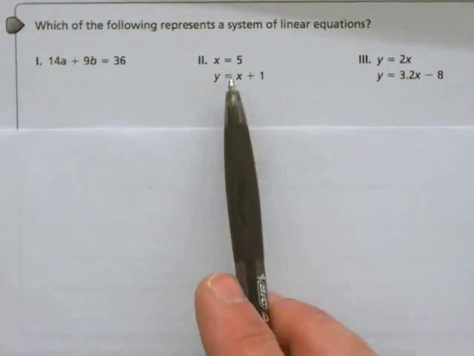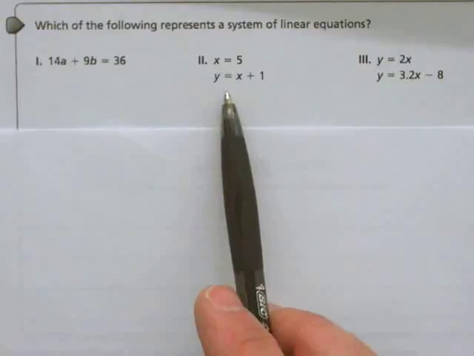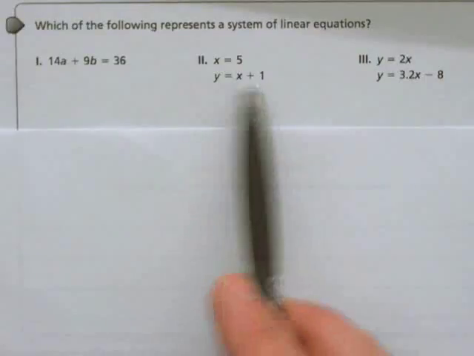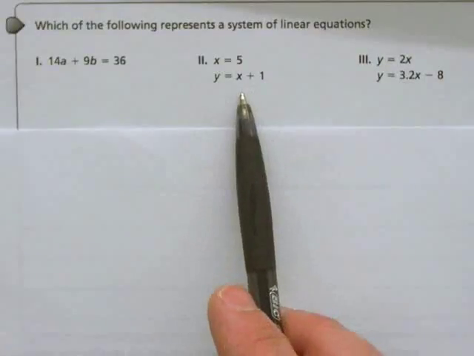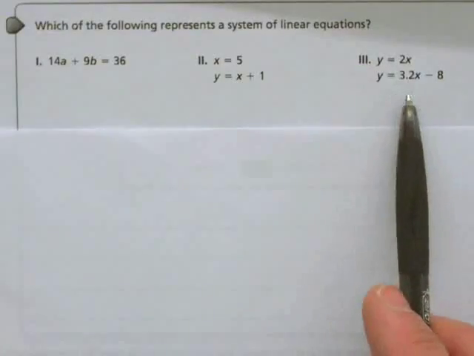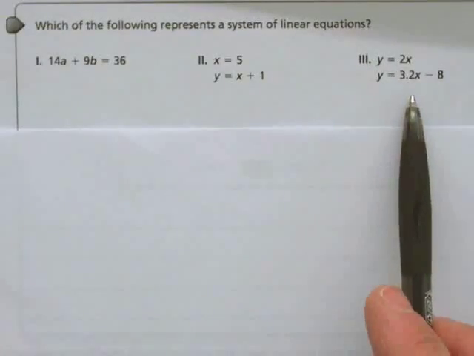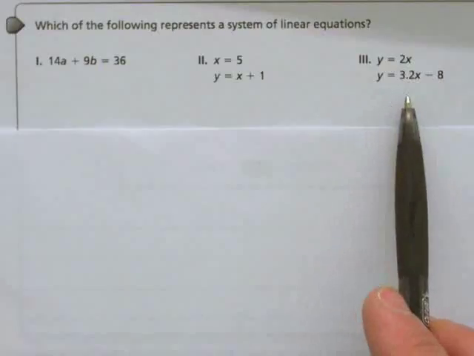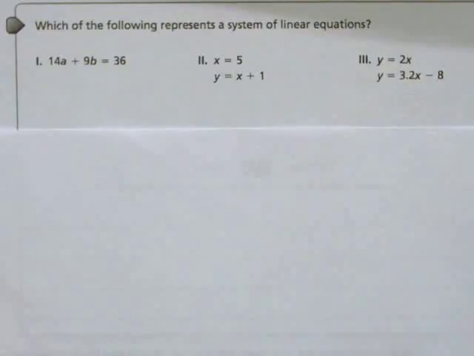In this one, you have x equals 5, and in the second one, you have y equals x plus 1. So these two equations are considered a system. And in this third example here, these are both part of a system of equations. You've got the same variables, y and x, and you've got at least two equations.